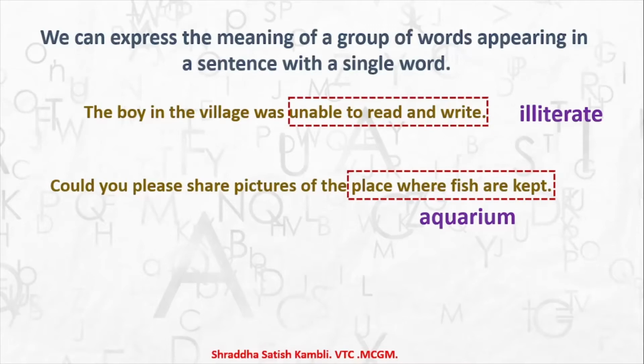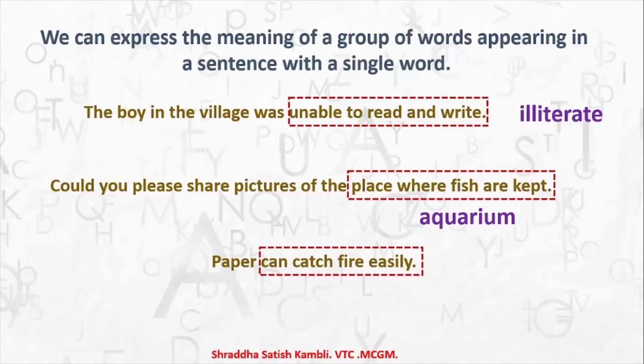Okay? Chalo, one more example. Paper can catch fire easily. So catch fire easily. Something which can catch fire easily means what? Something which is inflammable. So instead of saying paper can catch fire easily, we can also say paper is inflammable. That is, it can catch fire very easily. You know, sometimes paper burns fast. Okay, and other things like wood, etc., take time to burn.